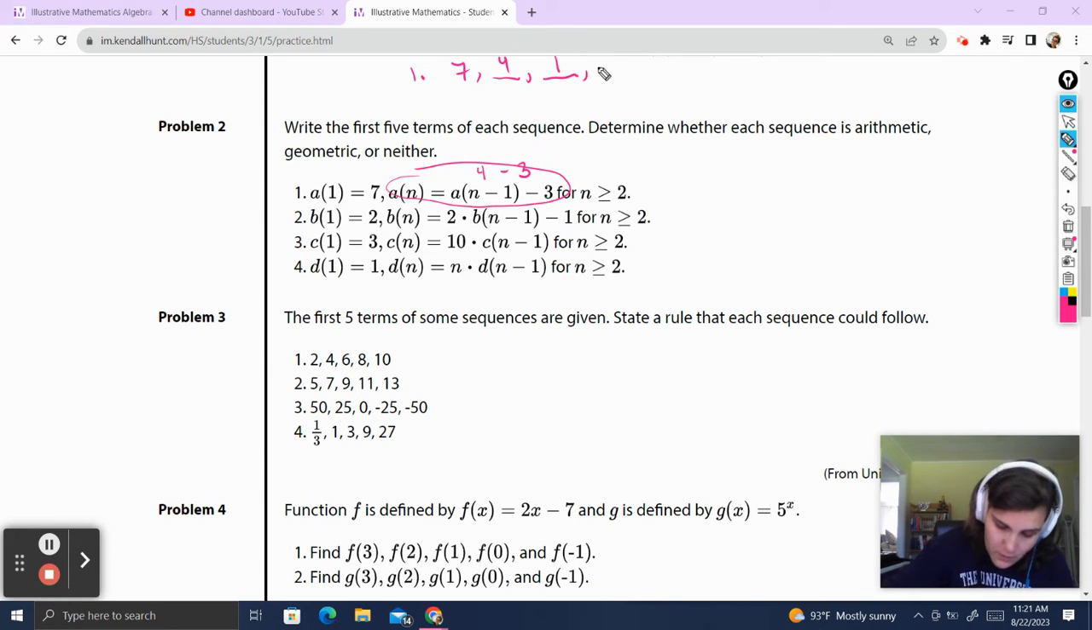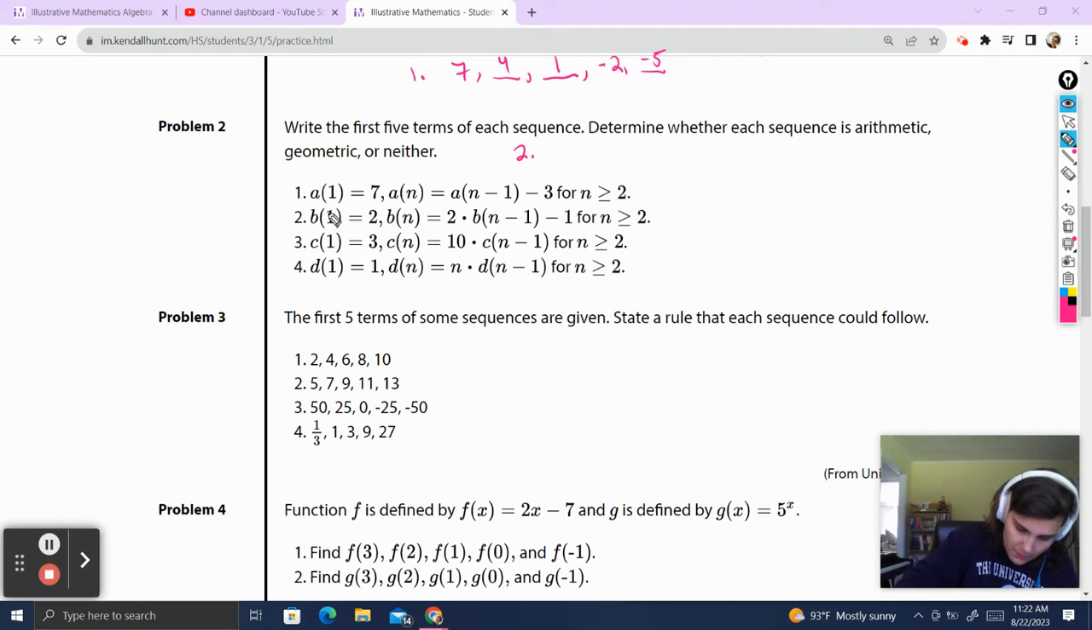The one before it, which is 3, minus 3 gets you negative 2. The one before this upcoming term is negative 2 minus 3, which gives you negative 5. And because we're subtracting a constant amount, that means that we are an arithmetic sequence. Let's go on to the next one, number 2.